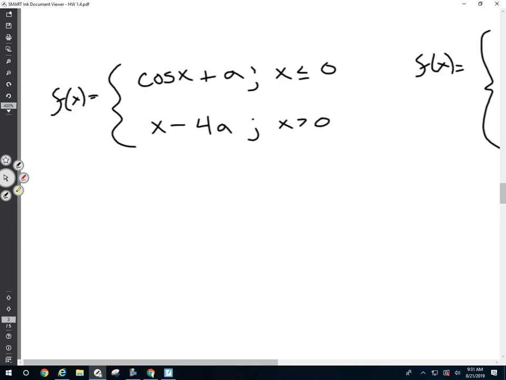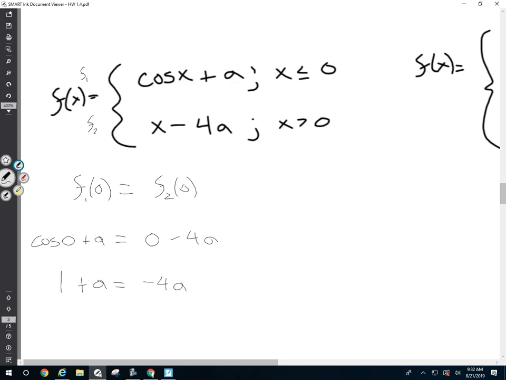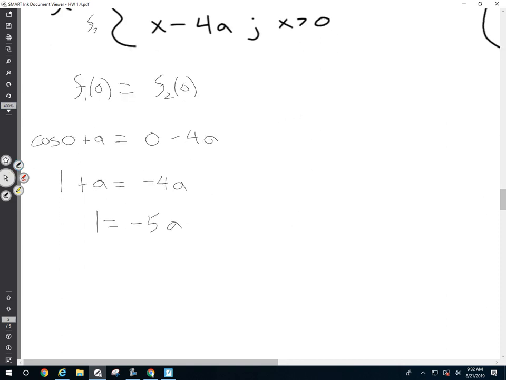All right, more of the same. First piece needs to meet up with the second piece at 0. I'm plugging in 0 in for x, not for a, because it's when x equals 0. Cosine of 0 is 1, so I have 1 plus a equals negative 4a. Subtract an a, I get 1 equals negative 5a. A's got to equal negative 1/5.